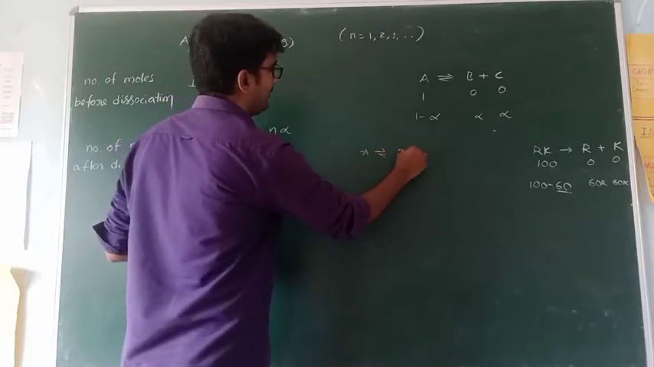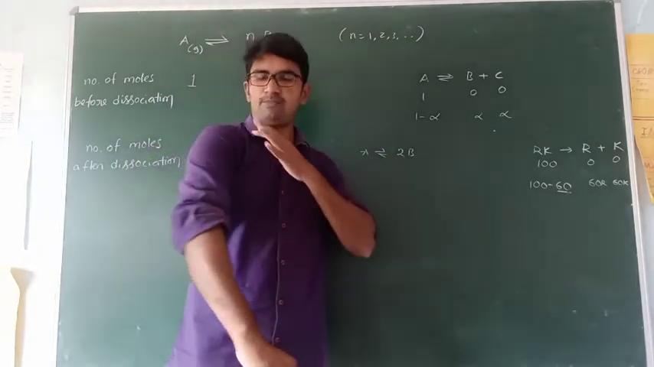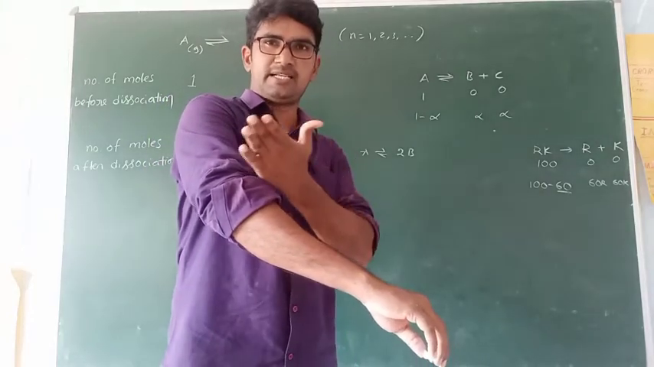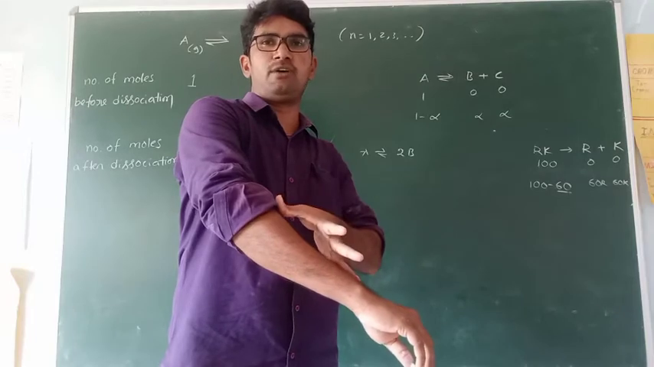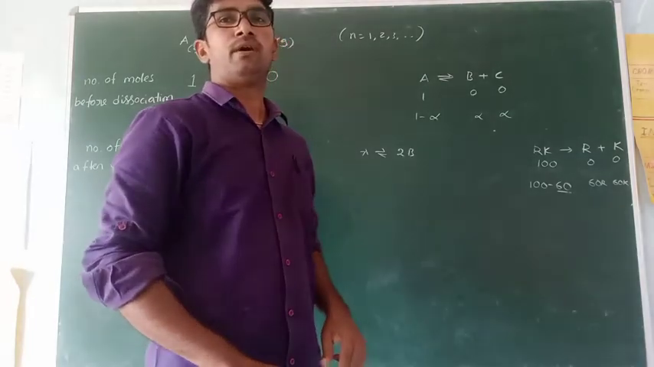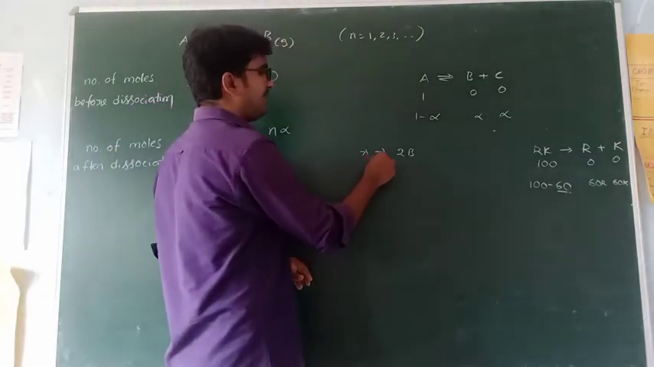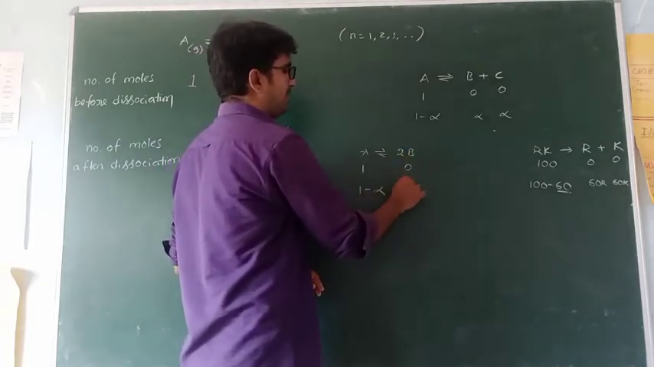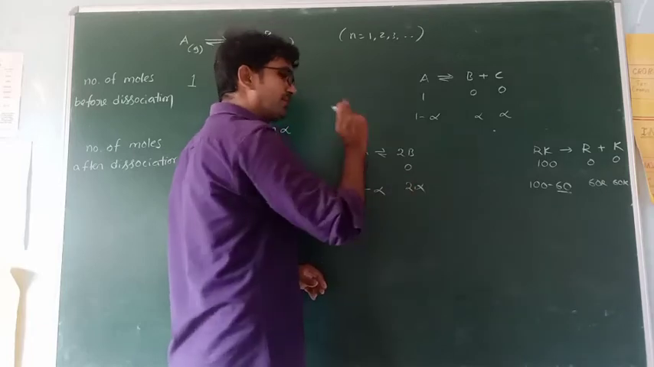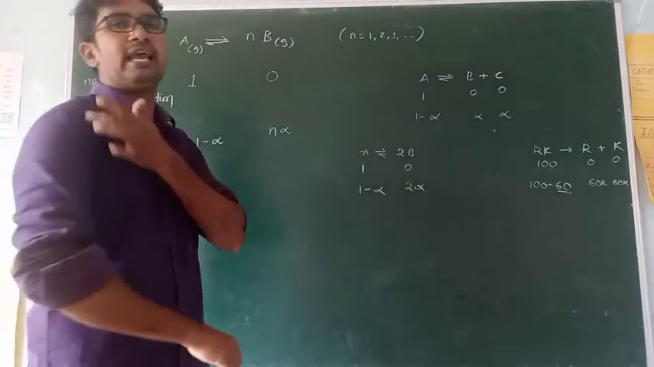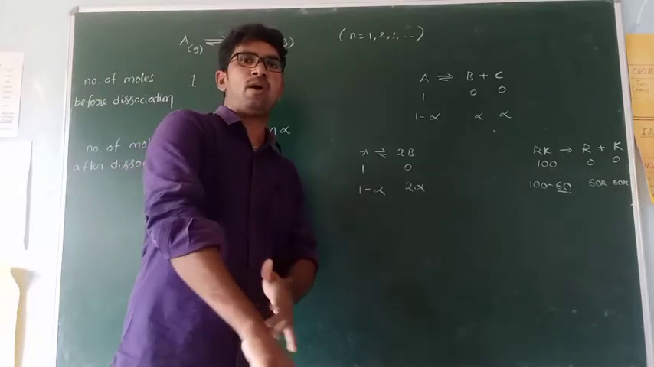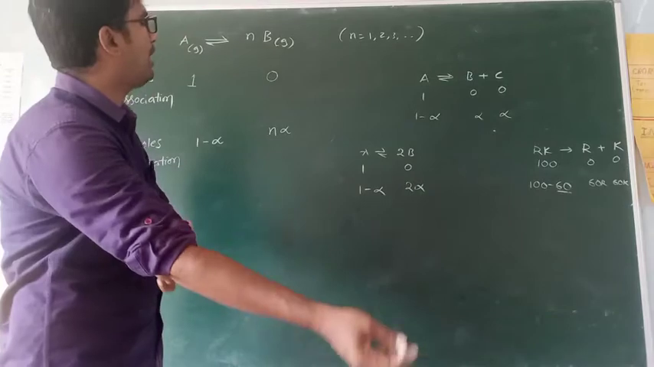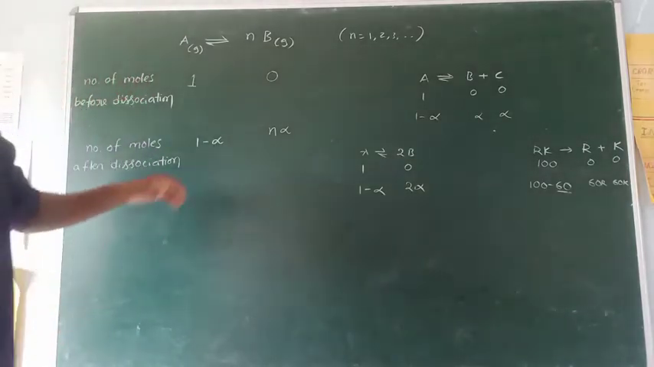A gives rise to 2B. For example, one hand is given to you. This is A. This is cut into 2 parts. This is a half part, this is a half part, giving 2 halves. That's why A gives rise to 2B. So initially 1, and this is 0. This is 1 minus alpha, this is 2 alpha, because one part gives 2 parts of the hand. One total hand gives 2 half parts, that's why we have to write 2 alpha.